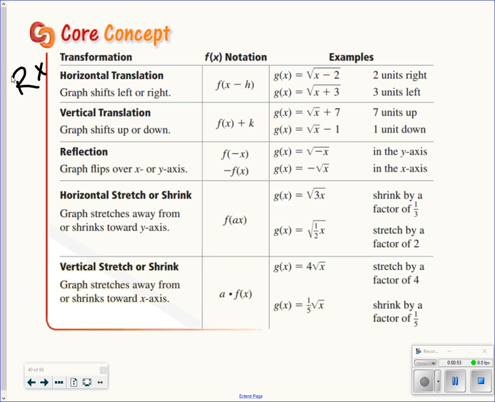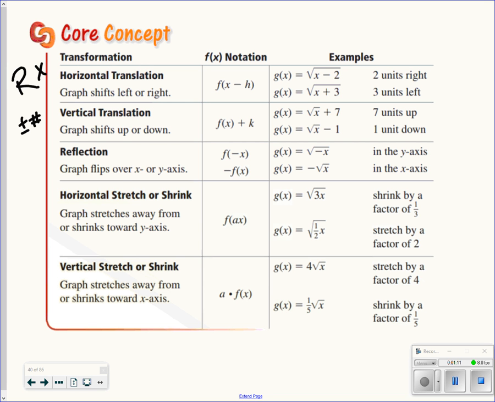Now, a vertical translation, you are merely just adding or subtracting the number to the entire function. So again, if you want to translate something up, you would add a number. If you want to translate something down, you would subtract a number. So that's probably the easiest one of all of these.